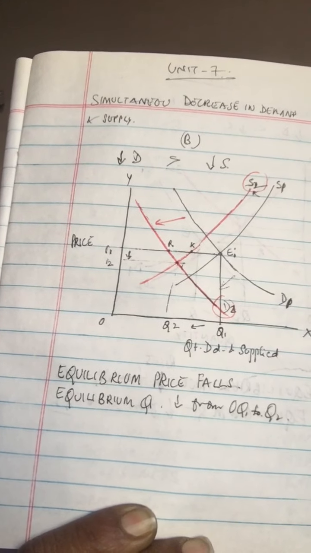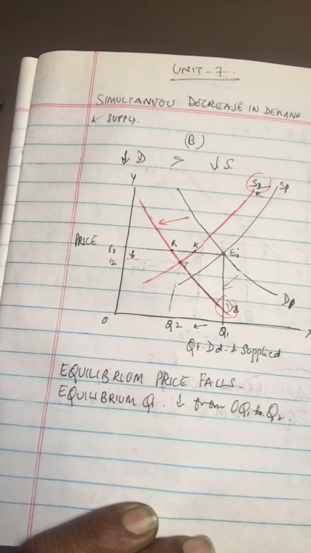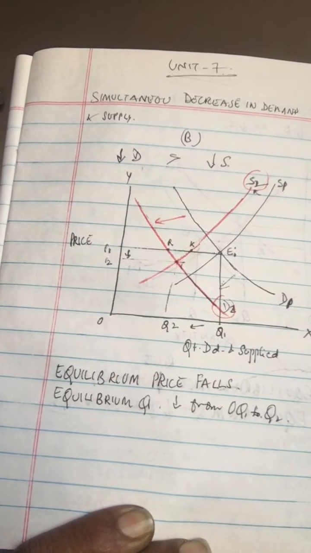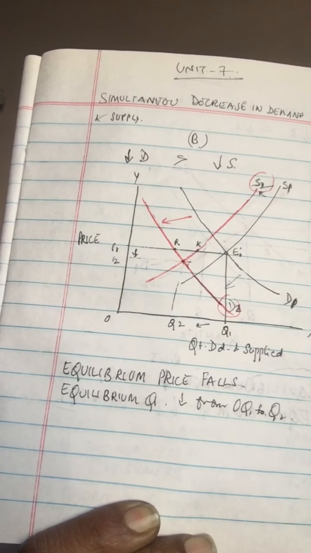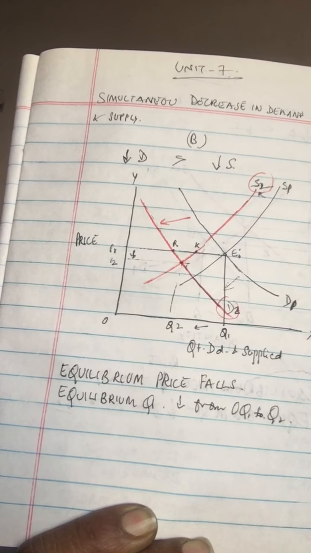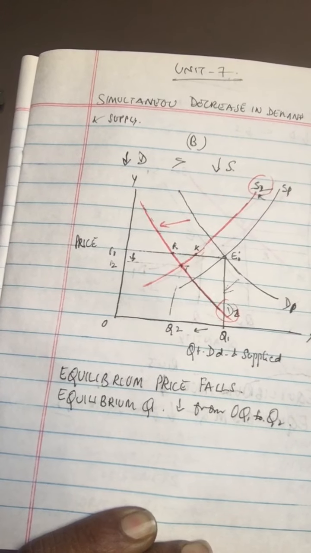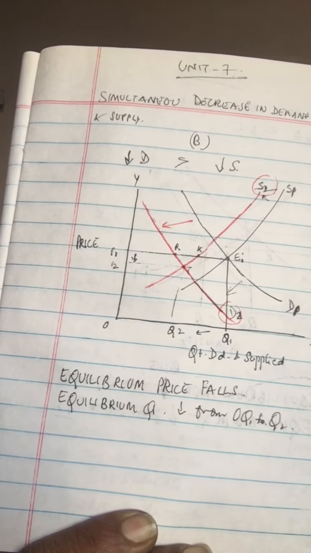Now, due to decrease in demand, that is a leftward shift in demand, D2 is the new demand curve. Due to decrease in supply, S2 is the new supply curve. In this figure, we see that the demand has decreased more than the supply. In this situation, you have what is known as excess supply.